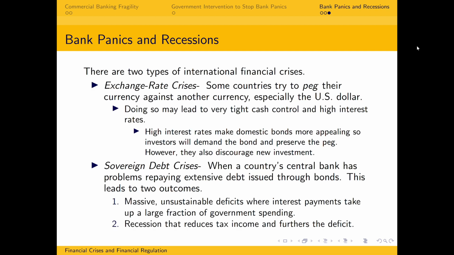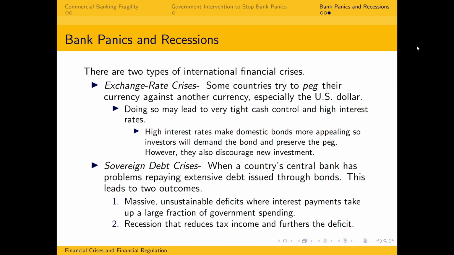Now, before we close this discussion, there are a couple more types of financial crises that are worth mentioning, and these specifically deal with international issues. The first is an exchange rate crisis. And what we see, especially in developing countries, is that countries will try and do what we call pegging their currency against another currency, and most of the time it's using the US dollar.